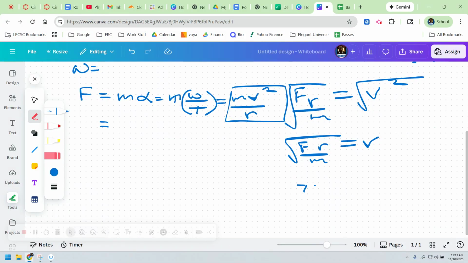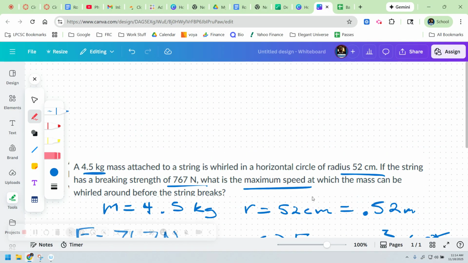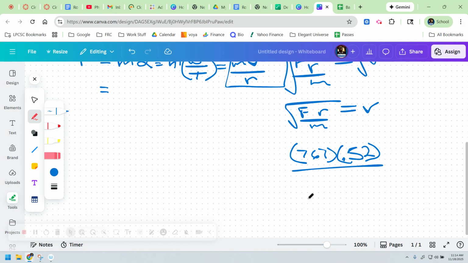Yeah. So 767, oh wait, I think it's times the radius, which was 0.52 if we do it in meters, and then the mass of the object was 4.5 kilograms. And we take the square root of the whole thing.